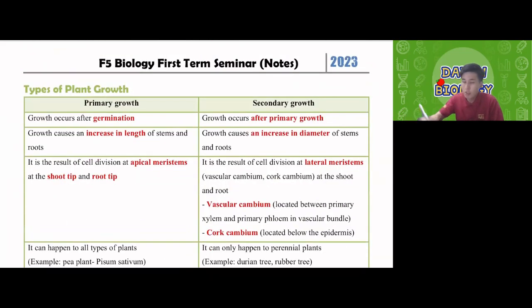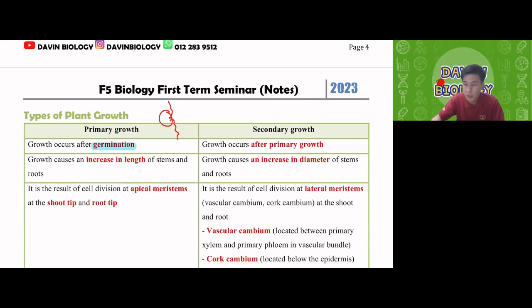So the difference between primary and secondary growth. Of course, when does it occur? Primary growth occurs after germination. This means when the plant germinates, it will start the primary growth. When the seed germinates, it will start to grow the roots and the shoot, like what we just did in chapter 5. Seed germinates, the shoot goes up, the root goes down. So that's primary growth, increasing the length.